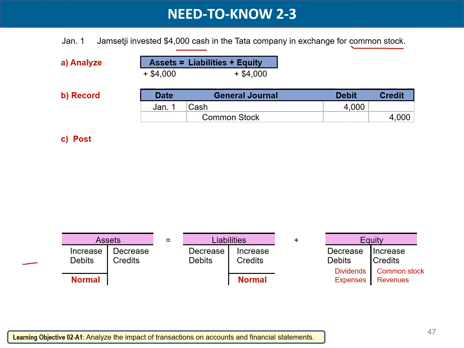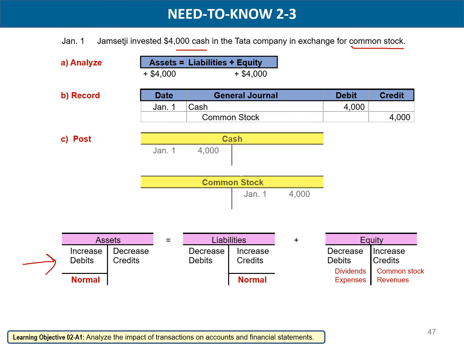And then down here at the bottom, they remind you that in order to increase asset accounts, you debit. Therefore, the normal balance of an asset account is a debit. To increase liability accounts, you credit. Therefore, the normal balance in a liability account is a credit. And to increase your equity accounts, depending upon what type of account it is, you either debit or you credit. If it's dividends or expenses, you're going to debit to increase those. But if it's common stock or revenue, you're going to credit to increase those.